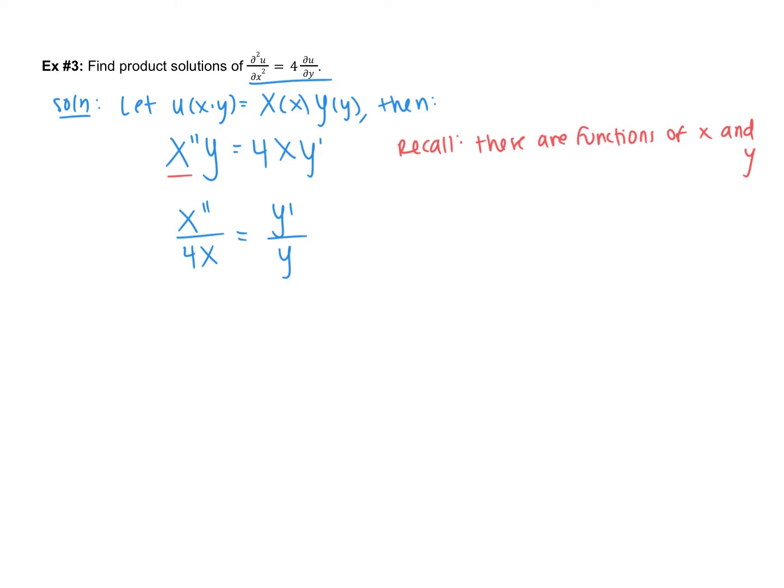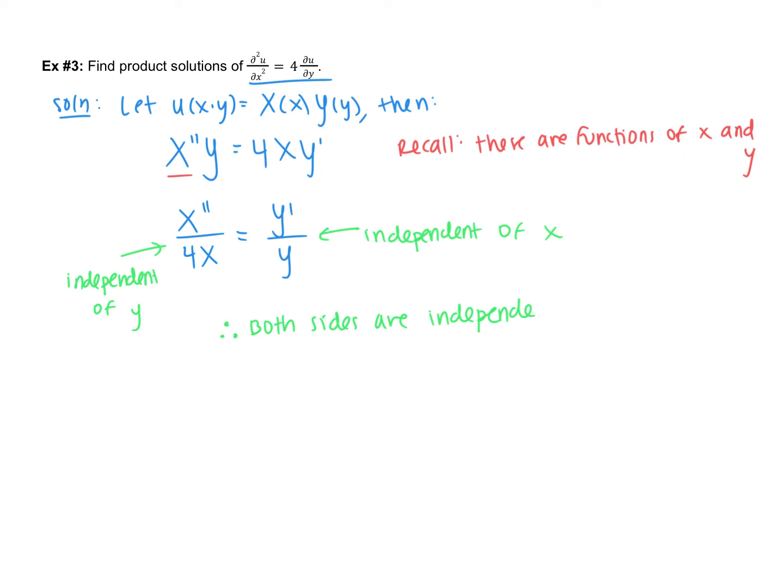Now, something to notice about this equation is that this left side is independent of y. This right side is independent of x. Okay, so what this shows us is if both sides are independent of x and y, what does that lead us to? Well, what that leads us to is that they must be constant.